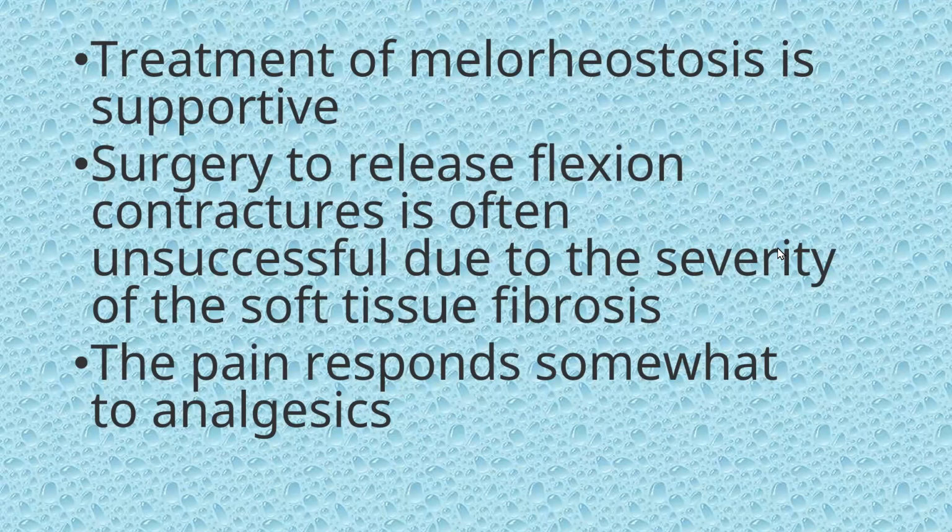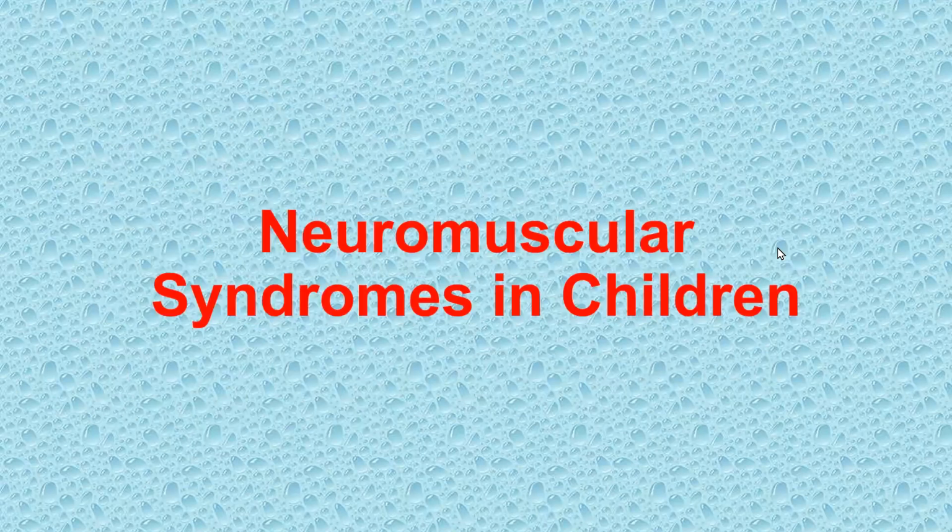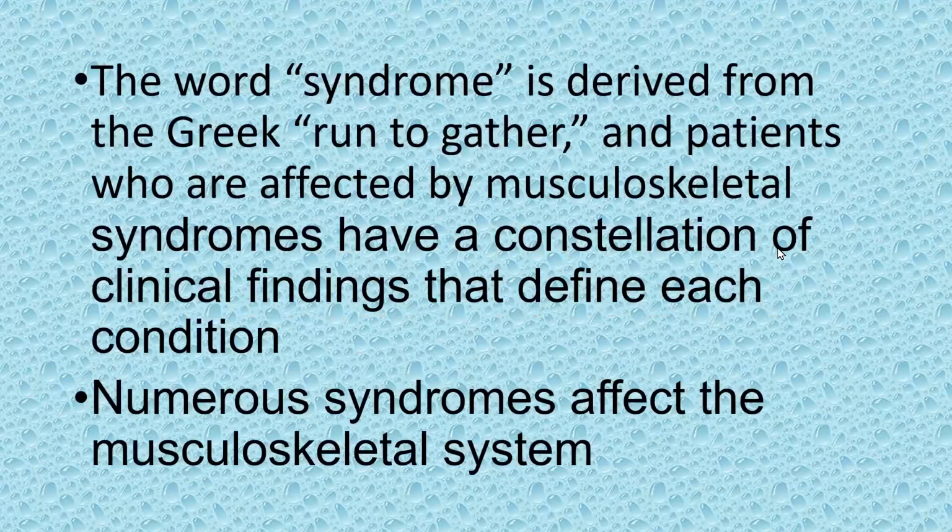Now we come to neuromuscular syndromes in children. The word syndrome, what does it mean? It's derived from the Greek word meaning run together. A syndrome is run together, and patients who are affected by musculoskeletal syndromes have a constellation of clinical findings that define each condition. Numerous syndromes affect the musculoskeletal system.